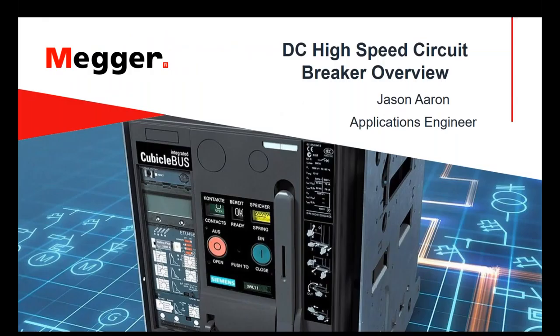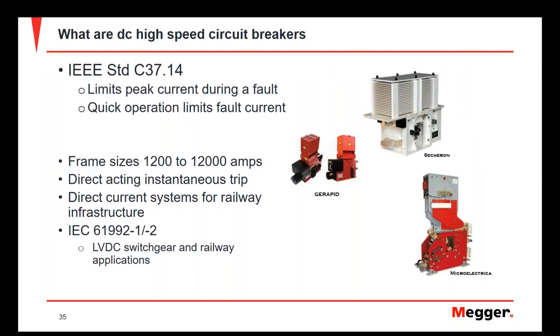So now that we've talked about primary injection and low voltage circuit breakers, and we've touched on reclosers and sectionalizers, let's talk about how primary injection applies to DC high-speed circuit breakers. So what are DC high-speed circuit breakers? DC high-speed circuit breakers are circuit breakers that are typically found in railway and DC vehicular applications.